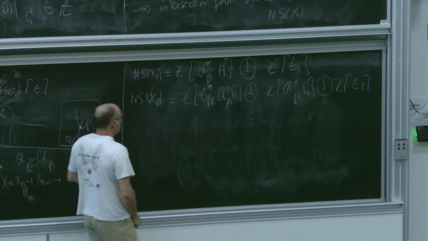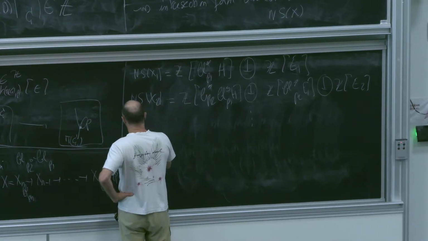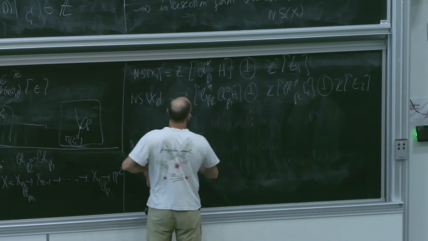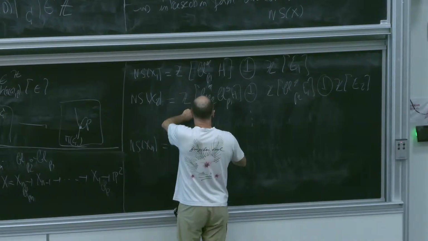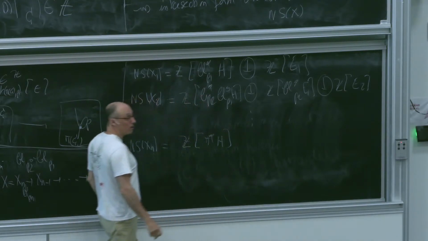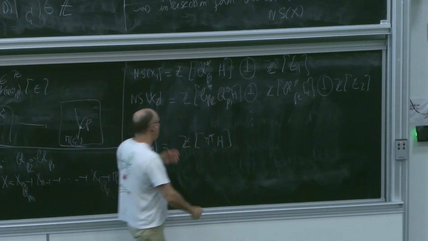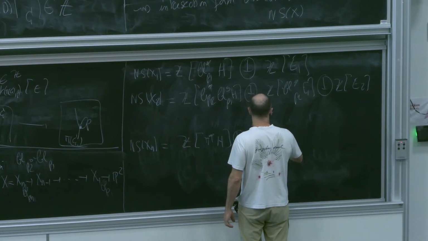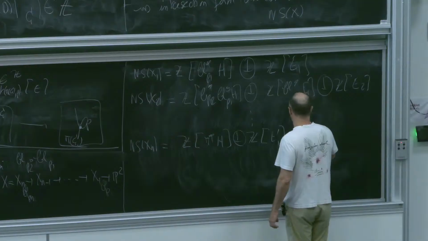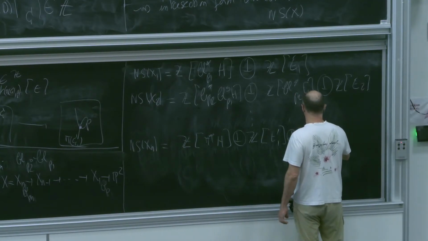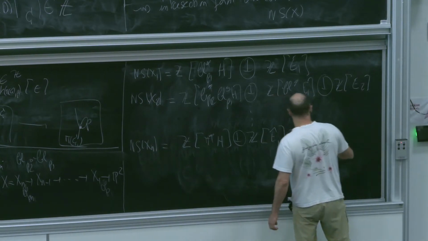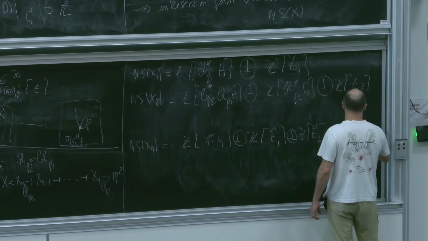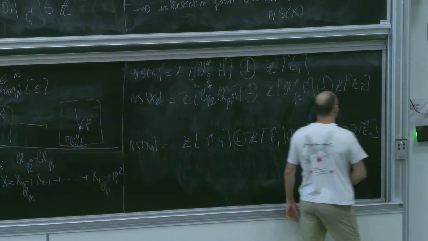So what you get at the end is that NS of Xn is Z times the pullback by pi of my line bundle H down below, and then some other stuff. So Z, let me call it E prime 1, E prime 2, maybe E hat 1, E hat 2, and so on, up to E hat n.